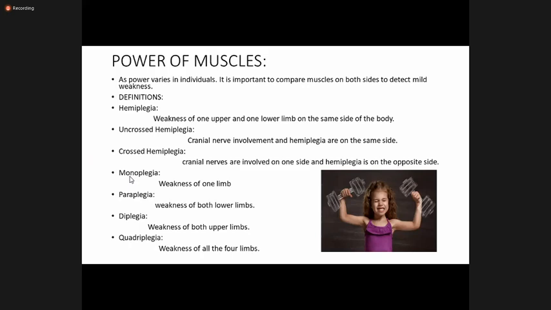So you can assess the power, and you must define whether it is normal power, or the patient has hemiplegia, monoplegia, paraplegia, diplegia, or quadriplegia. So power varies in individuals, and you must label and define it after your careful examination.